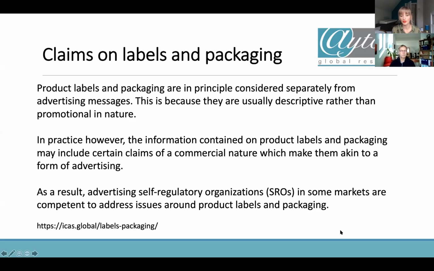But people also thought that labels and packaging weren't necessarily included as an advert, if you know what I mean. But this has come from ICAS, which I mentioned earlier, and they've basically said that it's really important to note that advertising authorities will be looking at claims on labels as a type of advertising, so they can also be complained about, and those cases can be upheld.